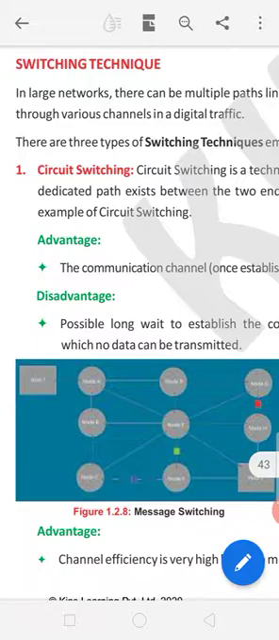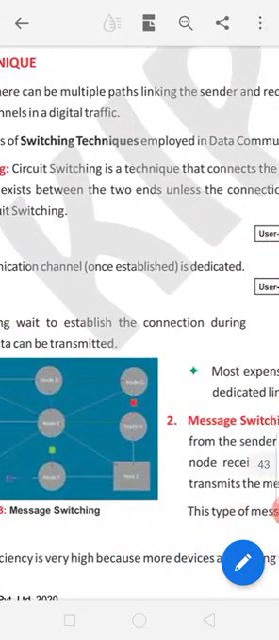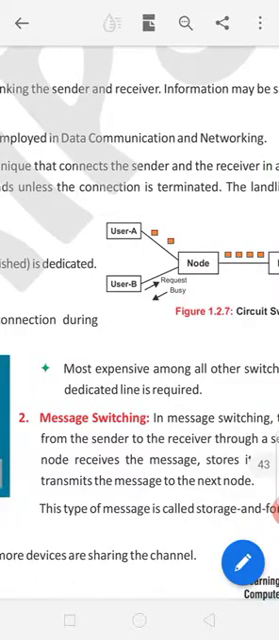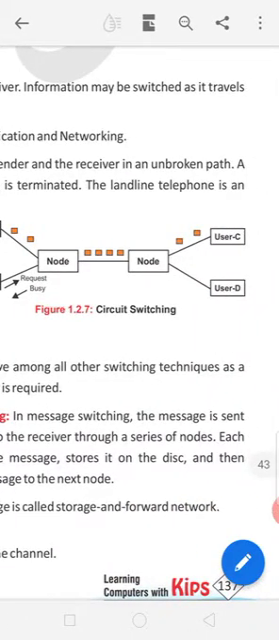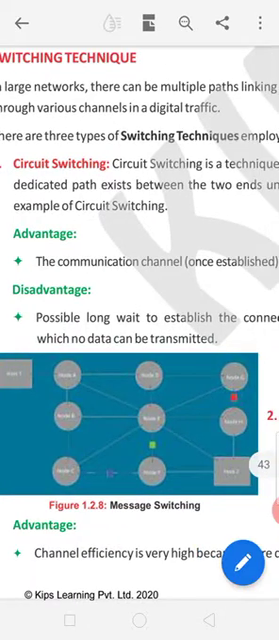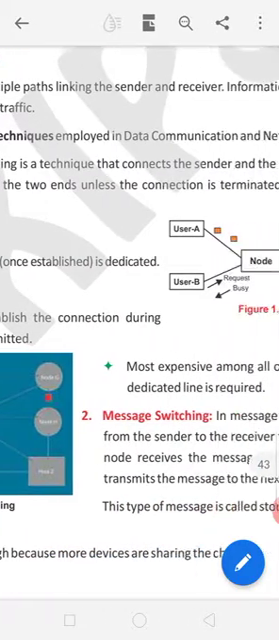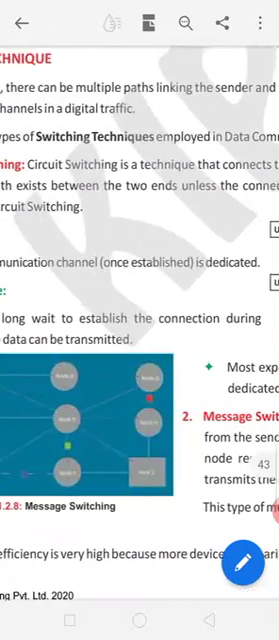Switching technique. In a large network, there can be multiple paths linking the sender and receiver. Information may be switched as it travels through various channels in digital traffic. I already told you, it means how data is transferred between them. There are three types of switching technique employed in data communication and networking.